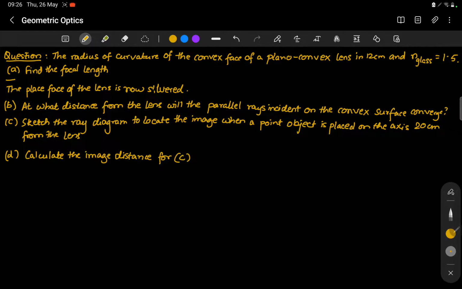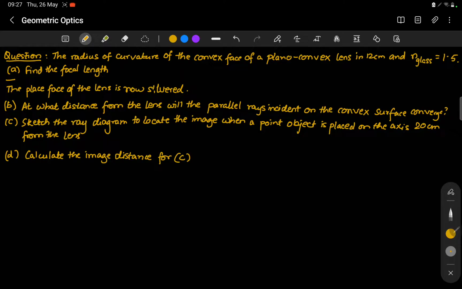So we are given a question in which we have a plano-convex lens to start with, and then the plane surface of the plano-convex lens is silvered. So this essentially forms a combination of a lens and a mirror, a plano-convex lens immediately followed by a plane mirror. Then for that we need to find out the focal length, and following that, part B says at what distance from the lens will the parallel rays incident on the convex surface converge. So this essentially means that we are supposed to find out the focal length of the combination of the lens and the mirror.